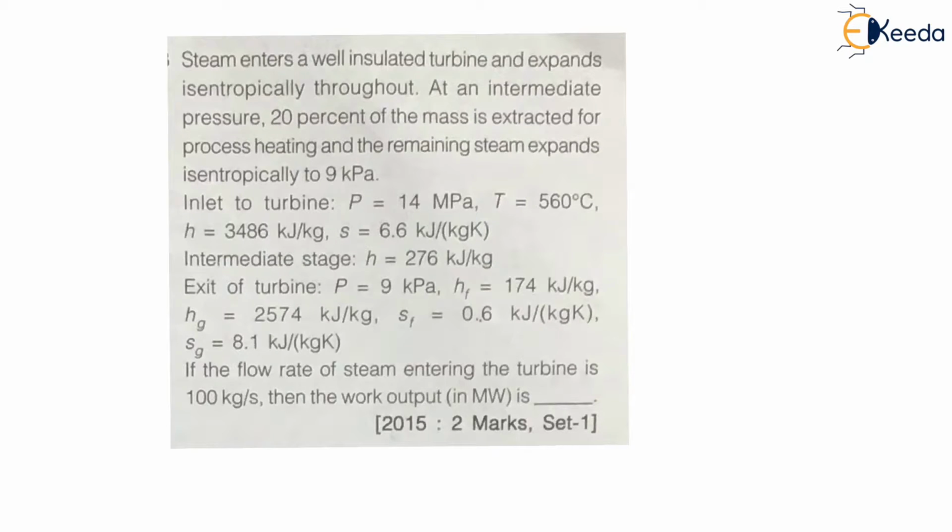Now the first statement is steam enters a well insulated turbine and expands isentropically throughout. Now here they have mentioned that steam enters means it is a steam turbine, means it is a Rankine cycle, right? Steam turbine means it is a Rankine cycle, and in turbine the expansion is isentropic, means constant entropy. Isentropic means entropy remains constant throughout, right? Now let us understand this. Means we have to draw first Rankine cycle.